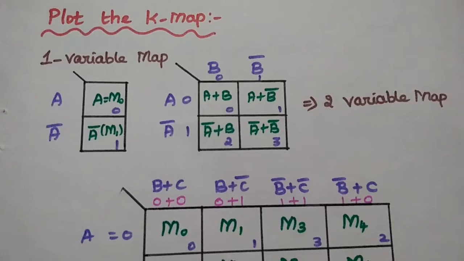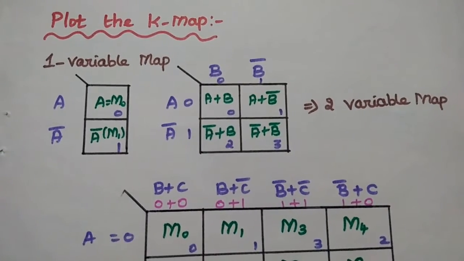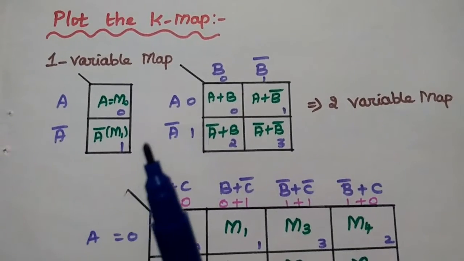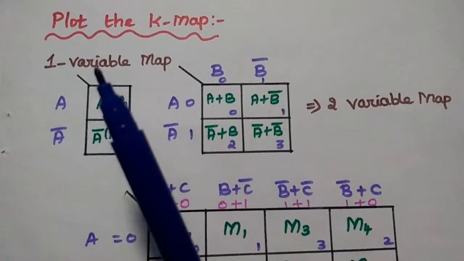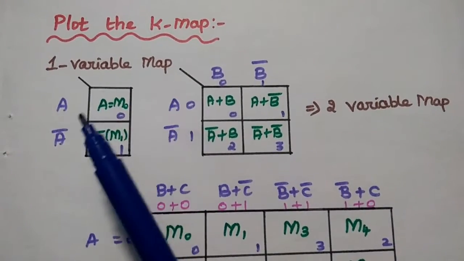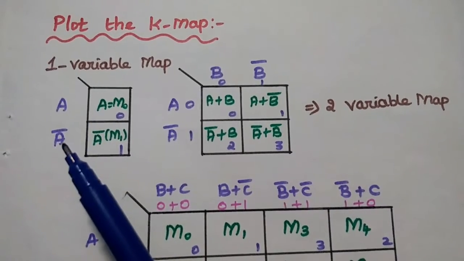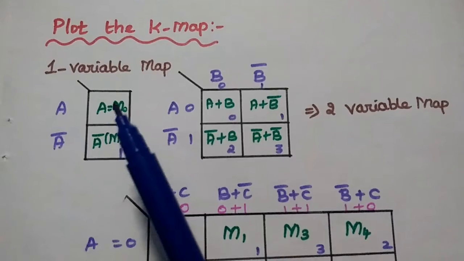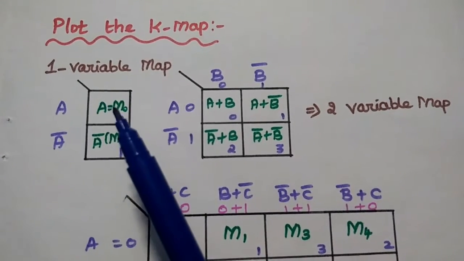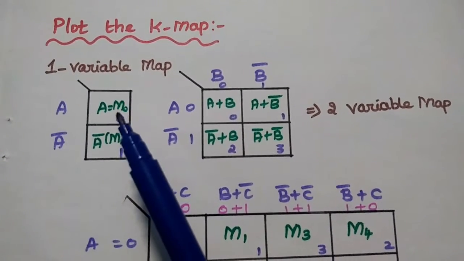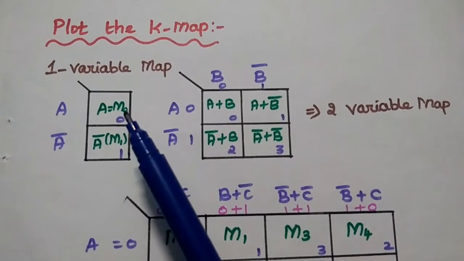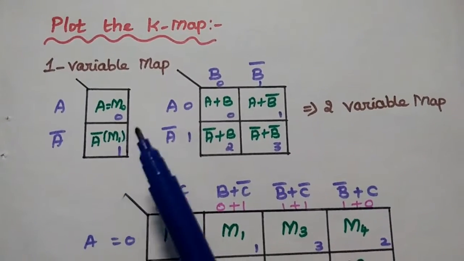Before going to solve the problems, you should all remember the K-map for product of sum. So this is the single variable map. Here A represents 0, A bar represents 1. The POS term, that is max term, is denoted by capital M. So here M0, here it is M1.